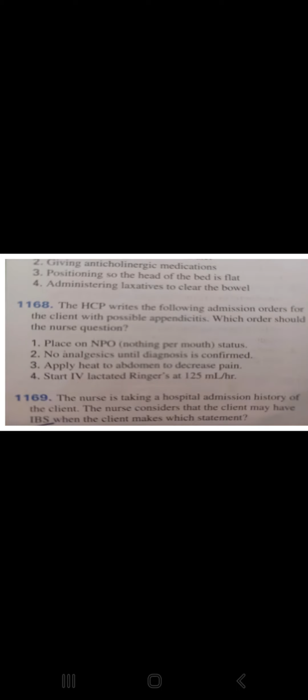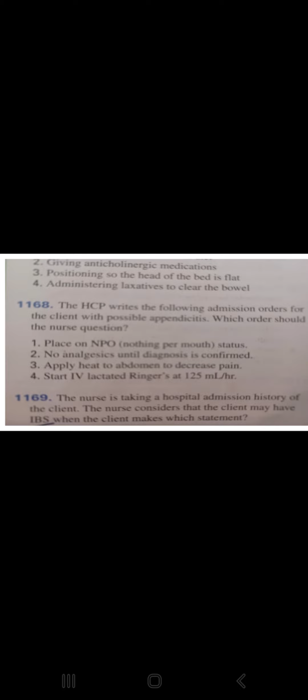The healthcare provider writes the following admission orders for the client with possible appendicitis. Which order should the nurse question? Place on NPO status, we want that. Any kind of GI problem, we want NPO. No analgesics until diagnosis is confirmed. We need to know what's going on, because if you don't have any pain, we don't know where to go.